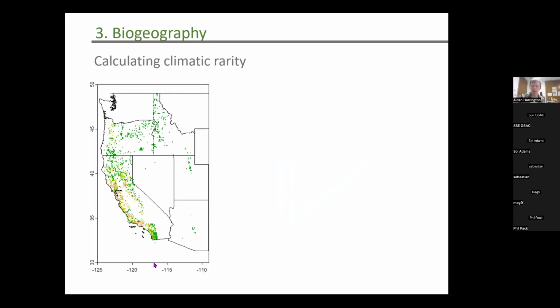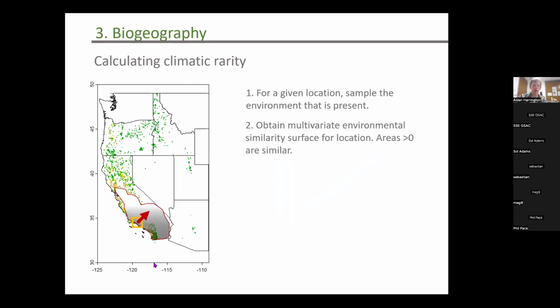So how do we calculate climatic rarity real quick? For a set of occurrences, so this is the occurrences of all Clarkia here on the left, for a given location, we can sample the environment that is present in that location, or the set of environments. We can obtain what's called a multivariate environmental similarity surface, and essentially calculate the size of it.